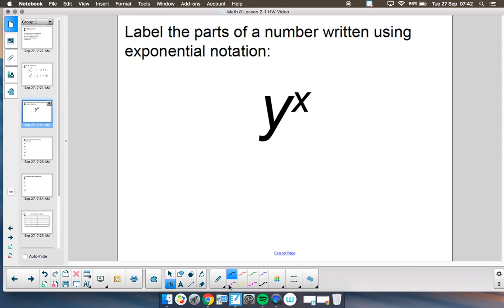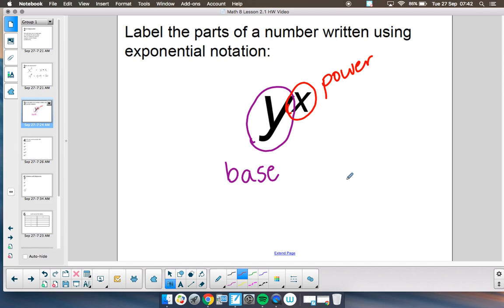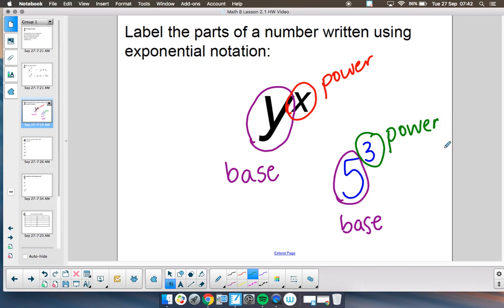So first let's get into what the different parts of the exponents are. We call the number here, the number or the variable, the base. And then we call this part of the exponent the power. Okay, so in the example of 5 cubed, this will be our base, and this will be our power. So make sure you take notes on that.